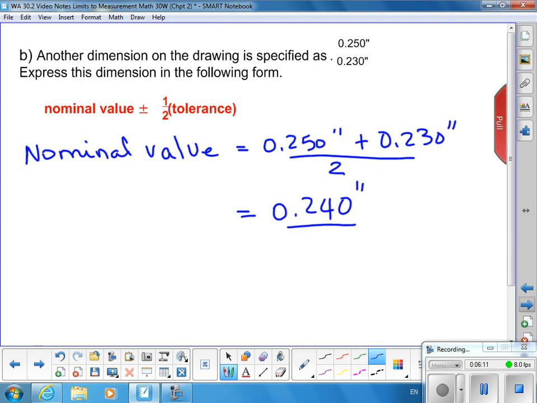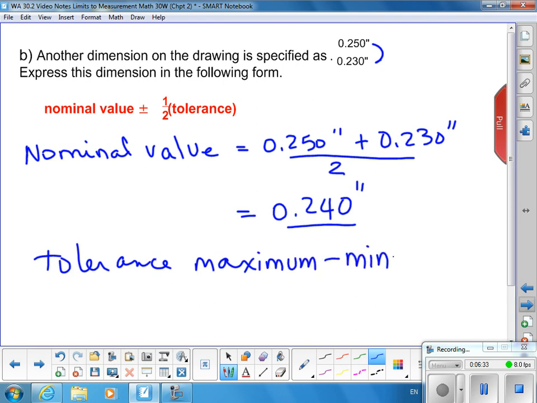Your tolerance is the difference between these two numbers. Okay, the space or the tolerance that you're going to have in between the two numbers. How much bigger or smaller could they be? So your tolerance is your maximum minus your minimum.